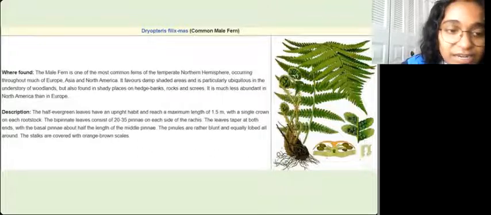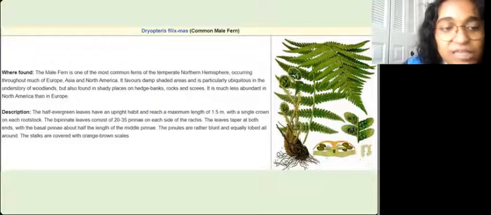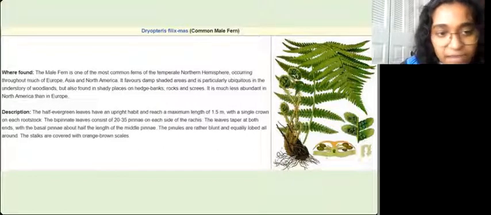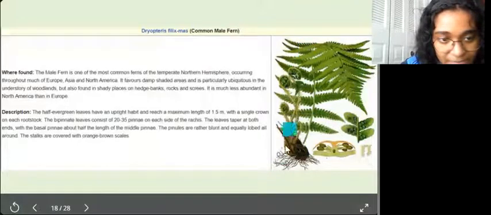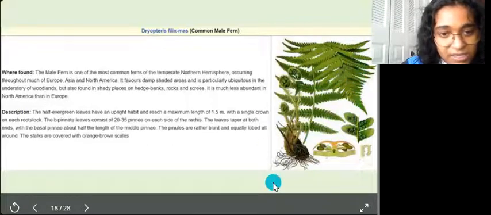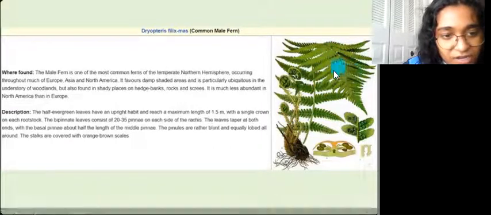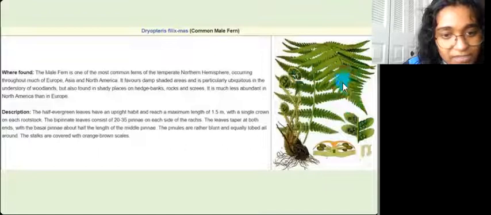The half evergreen leaves have an upright habit, so they're always upright, and have a maximum length of 1.5 meters. The whole plant is about 1.5 meters, with a single crown on the rock stalk. There are about 20 to 35 pinnae on each side of the rachis. The rachis is the middle part.